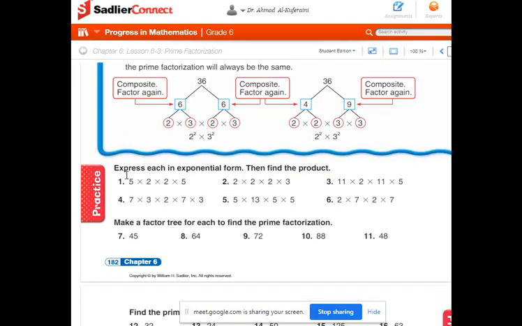Express each in exponential form, then find the product. So this is the inverse way, okay? Here we don't have the number and then find the factors. We have the factors, we have to write them as exponents, and then we have to find the product. Now we have 5 times 5, so the 5 is repeated twice.